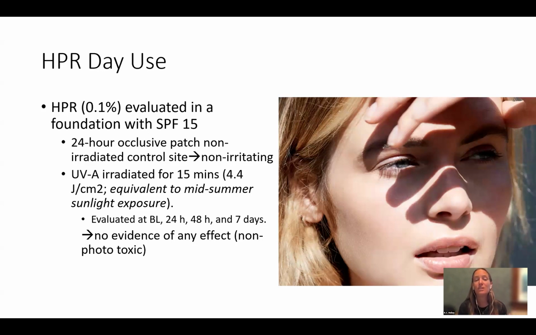And what they found is that you didn't get the phototoxicity with HPR use that you would get with typical retinols. Again, usually when you're using a retinoid, if you go out into the sun, then that exacerbates some of those skin reactions that are associated with it because you're having that cell turnover.